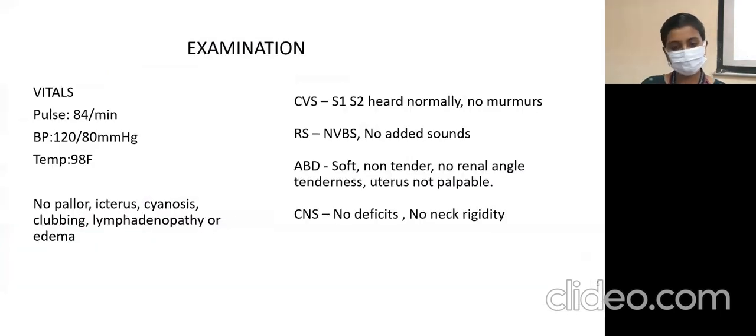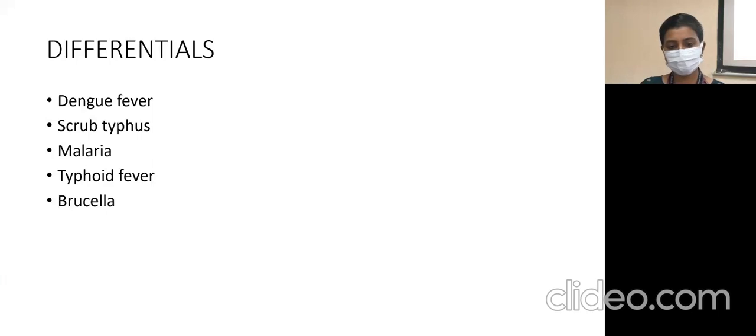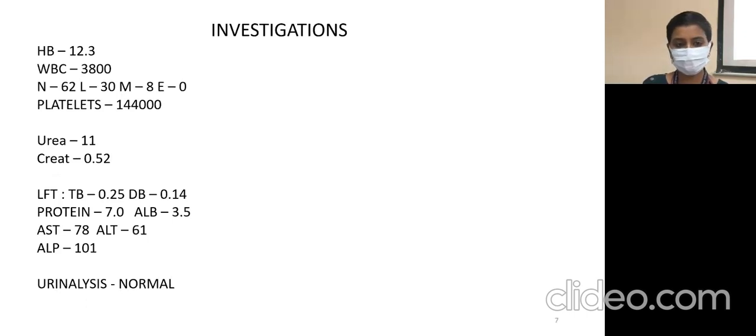We also thought the same things. The differentials considered were dengue fever, scrub typhus, malaria, typhoid fever, and brucella. Coming to the investigations, hemoglobin was 12.3 with a total count of 3,800. Platelet was 1,44,000. Urea creatinine were normal, LFT showed mild transaminitis, and the urine analysis was normal.